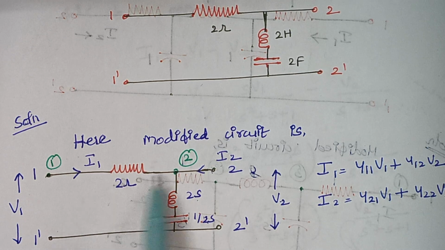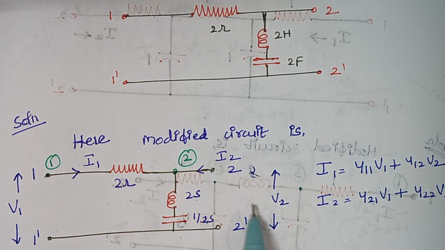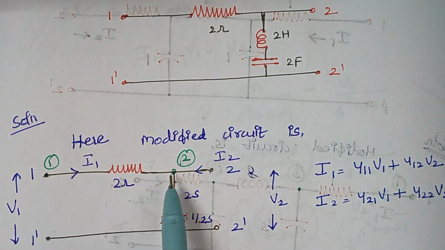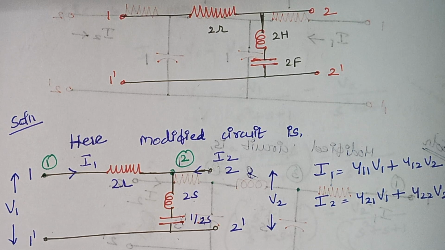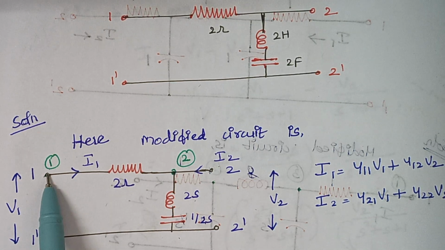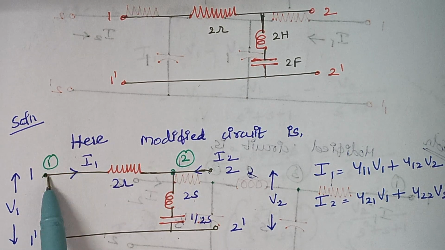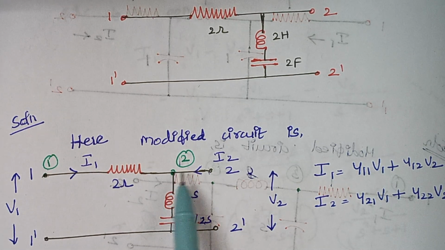So this is our modified circuit as usual, V1, I1, and here it is V2 and I2. This is the first step to be done, and this is your node 1 and this is your node 2. Don't get confused why we are marking this point as node 1, because to solve this circuit it is mandatory to have two or more nodes. So I have taken this port as node 1 and this as node 2.